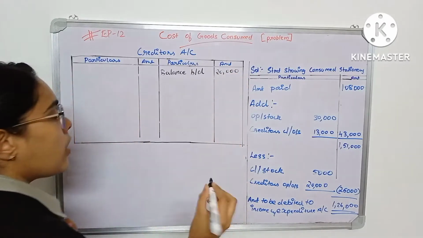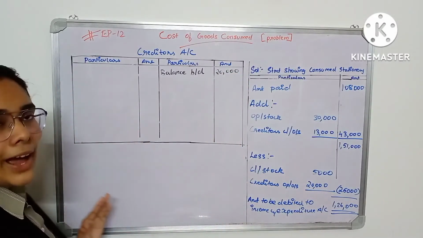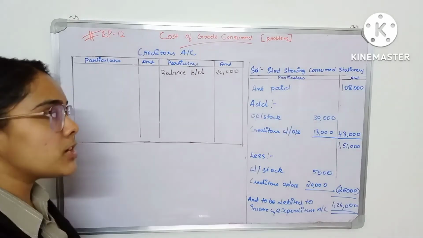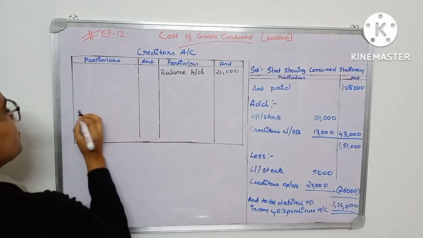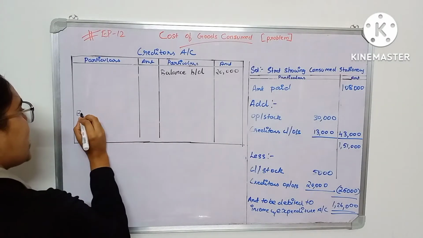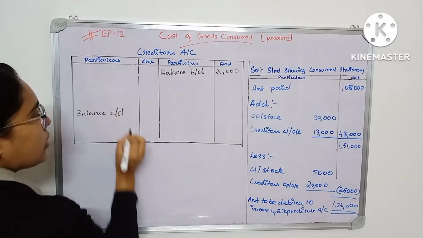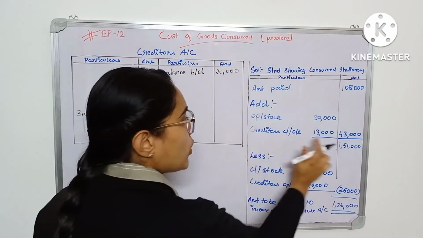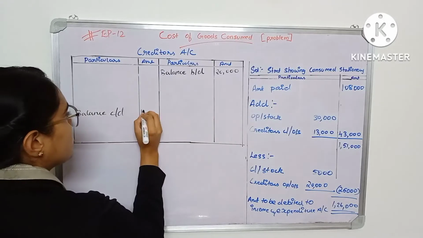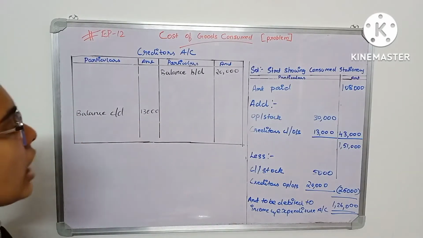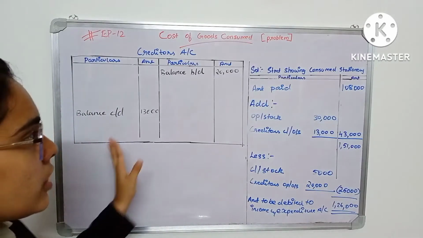Now if the opening balance is appearing on the credit side, then automatically the closing balance will appear on the debit side, right? So I am writing here towards the end, balance carried down. How much was it? The closing balance was 13,000. So I write 13,000 here.